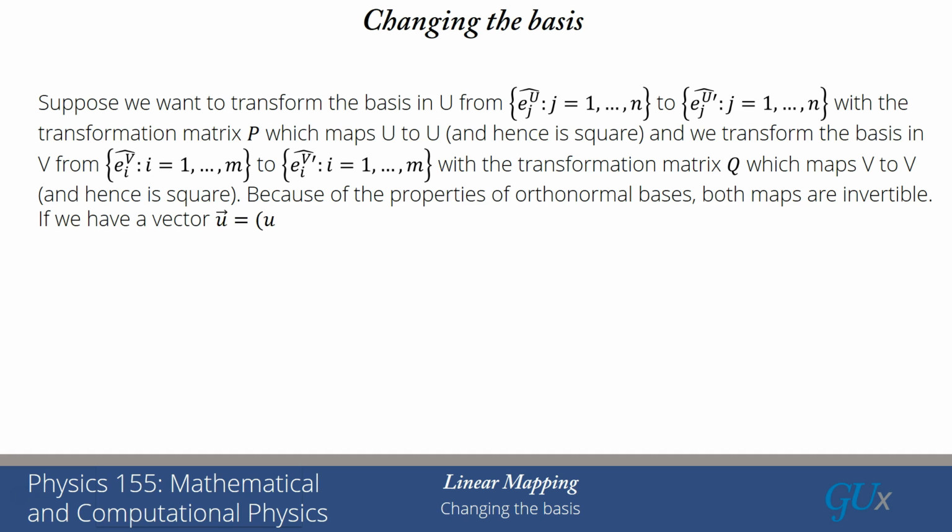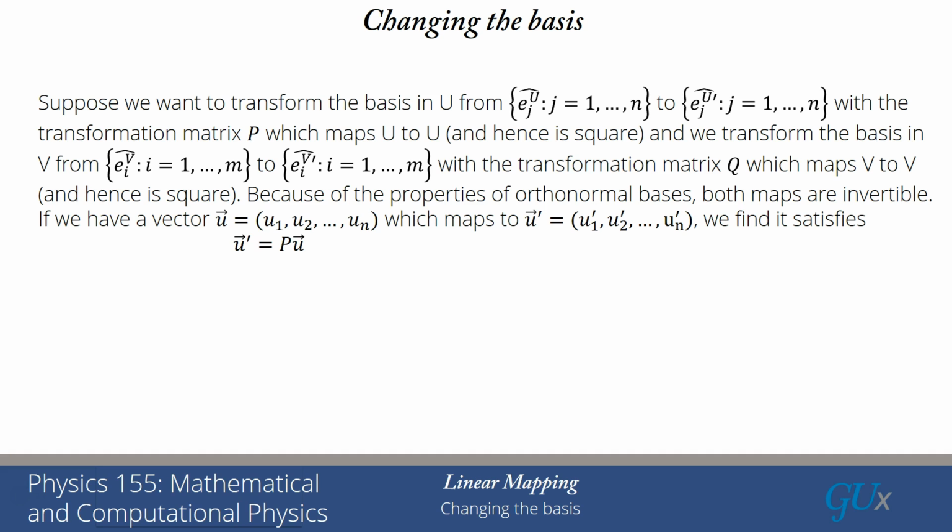So if we have a vector U, which is written as U1, U2, all the way out to UN in the old coordinate basis, it will be called U prime, U1 prime, U2 prime, all the way out to UN prime in the new basis. And what we find is U prime will equal P times U. Or if you like, U is equal to P inverse times U prime. And then similarly, the same thing happens in the V vector space. So V prime is equal to Q V, or V is equal to Q inverse V prime.